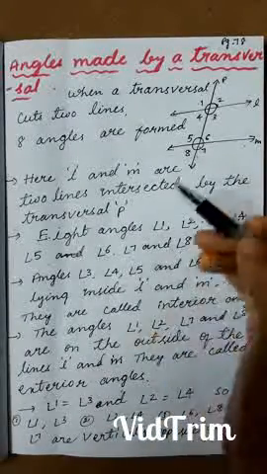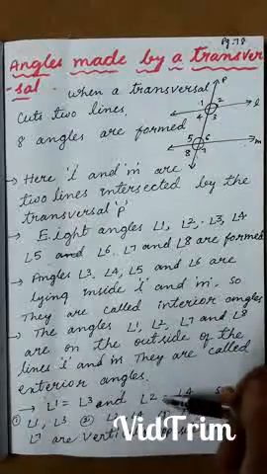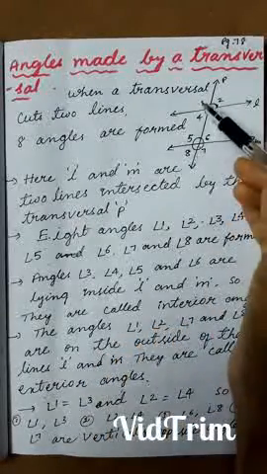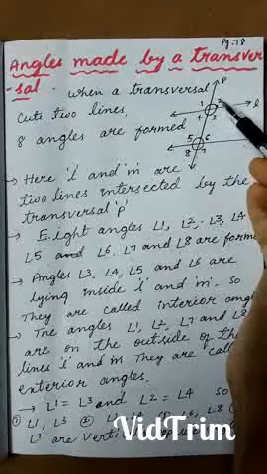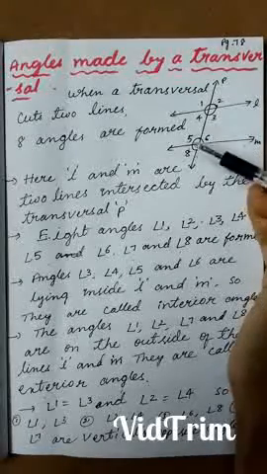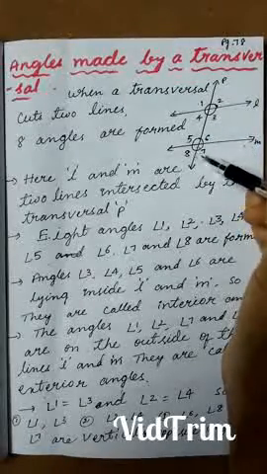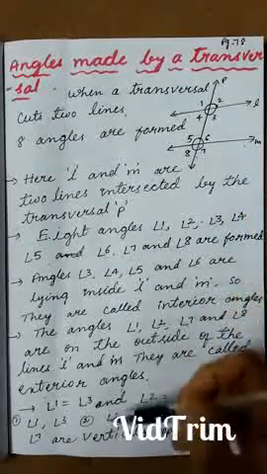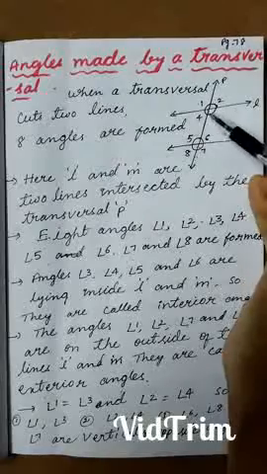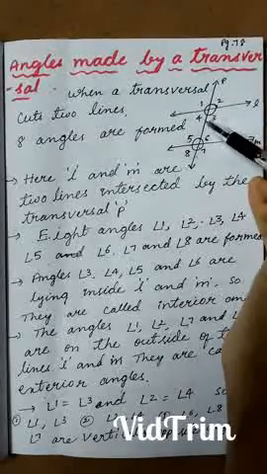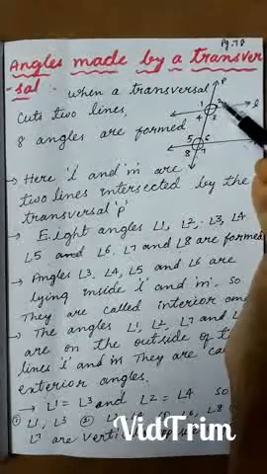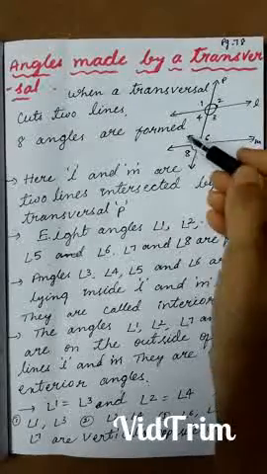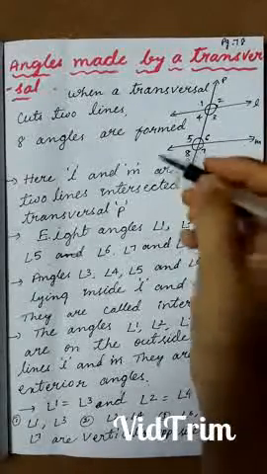Now next one. Angle 1 is opposite to angle 3, and angle 2 is opposite to angle 4. Next, angle 5 is opposite to angle 7, and angle 6 is opposite to angle 8. These opposite angles are called vertically opposite angles. Angle 1 and angle 3 are vertically opposite angles. Angle 2 and angle 4 also, and angle 6 and angle 8, and 5 and 7, also vertically opposite angles.